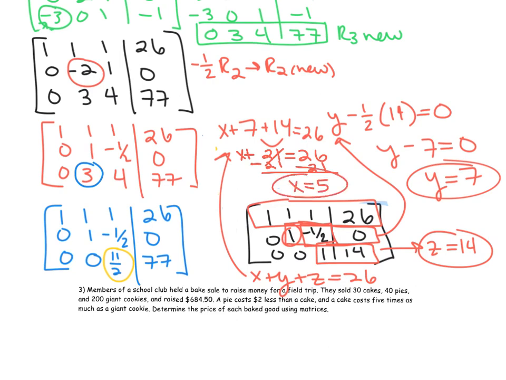So there you guys have it. Your solution to the system of equations, a 3 system of equations. We have 5, 7, 14. That's actually a point in 3-dimensional space, all right? So there you guys have it.